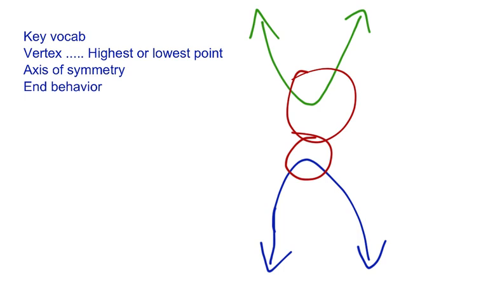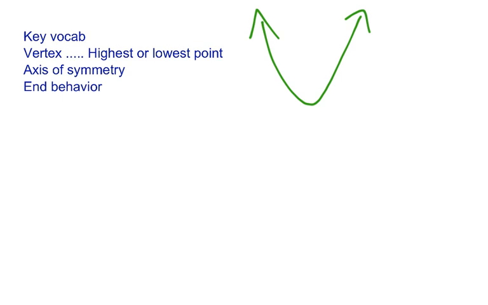The axis of symmetry, if you're looking at the graph of this quadratic here, is going to be this dotted line that goes through the vertex.